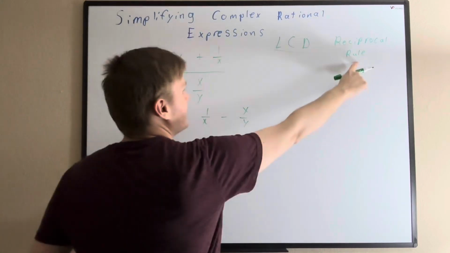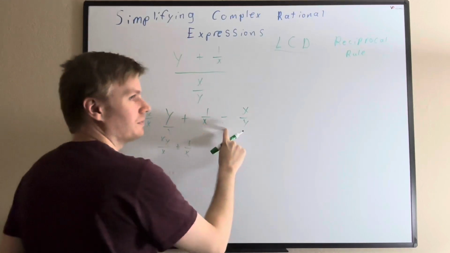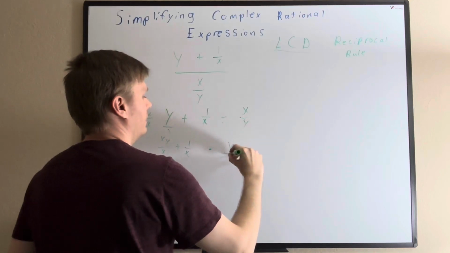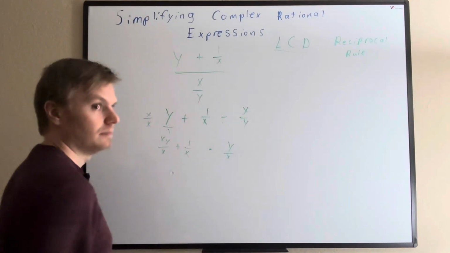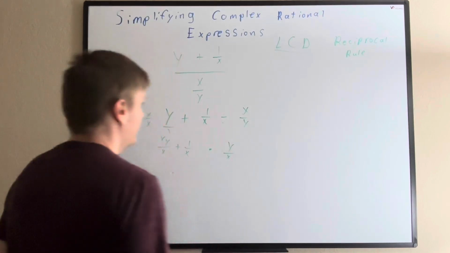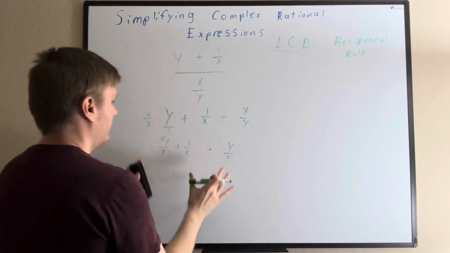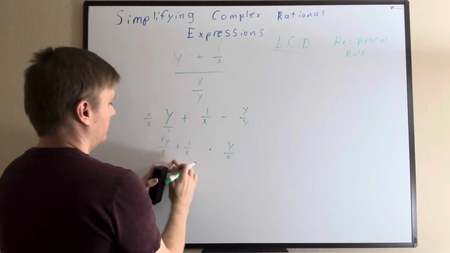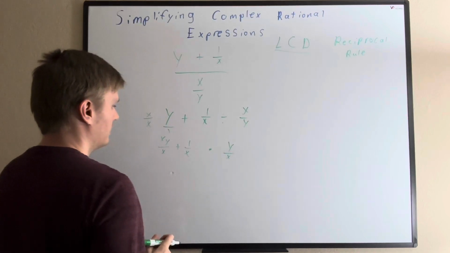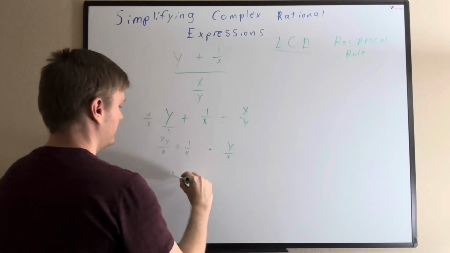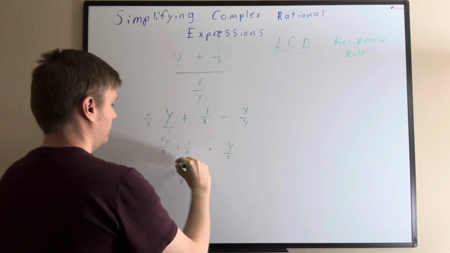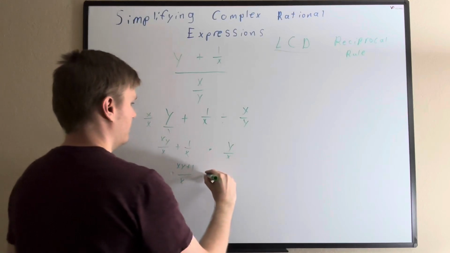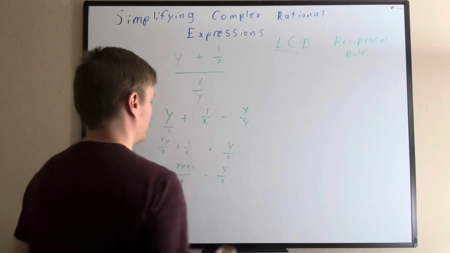Now, here's where we use the reciprocal rule. And instead of writing divided by, I want to write multiplication y over x. That was easy. You just flip it over. Just doing that step as I complete this part of it too. When we're adding fractions together, the denominator stays the same. xy plus 1, those are the numerators, over x, multiplied by y over x.